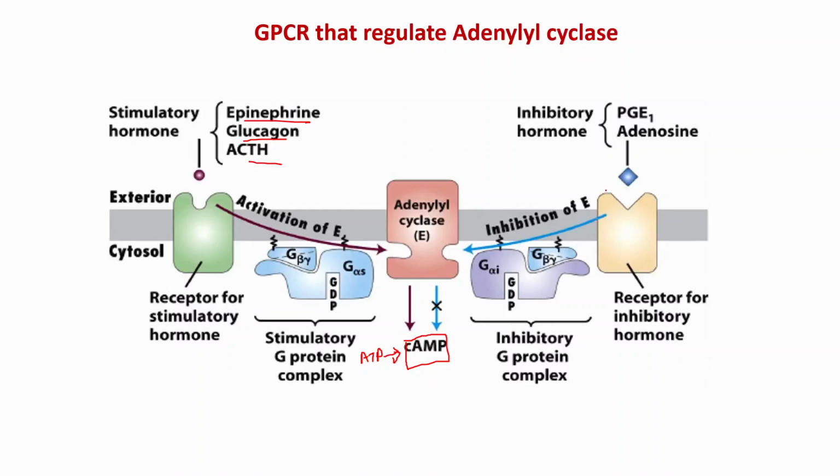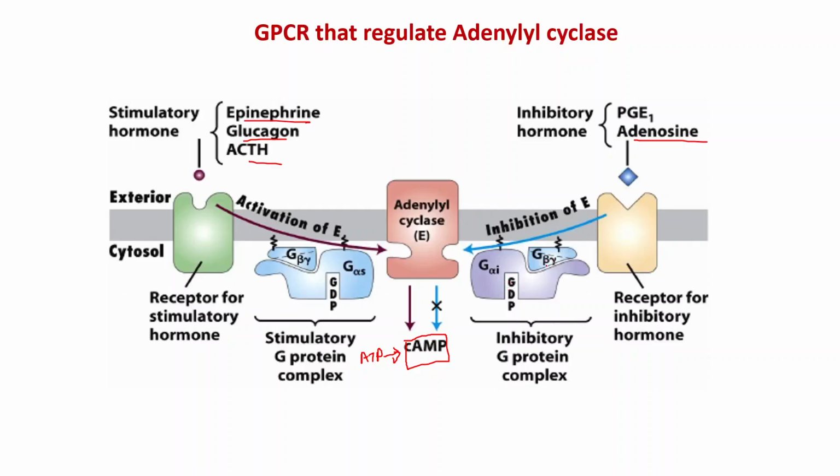hormone will come, that is PGE1 and adenosine. These are the inhibitory hormones, they will come and bind to the GPCR receptor, and then it transduces the signal of inhibition. So in that case the alpha inhibitory subunit will activate, and it can't convert the GDP to GTP. It will remain with the GDP.